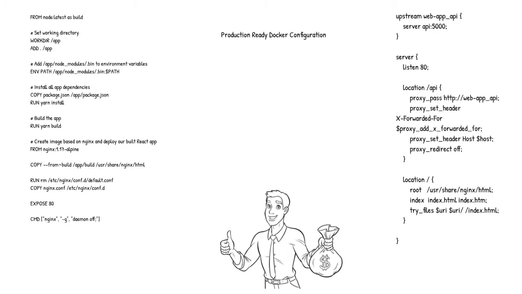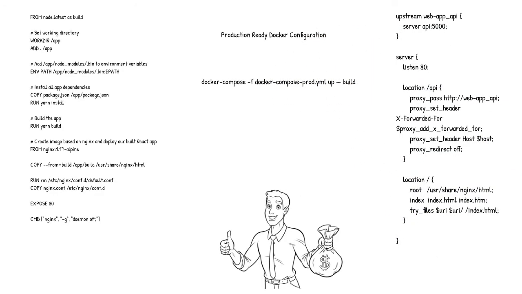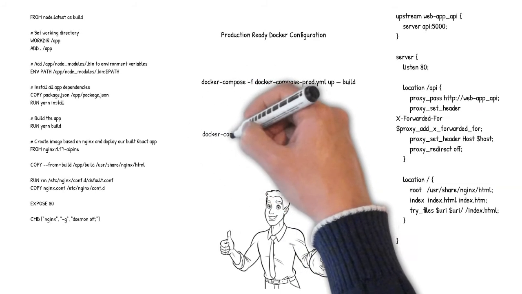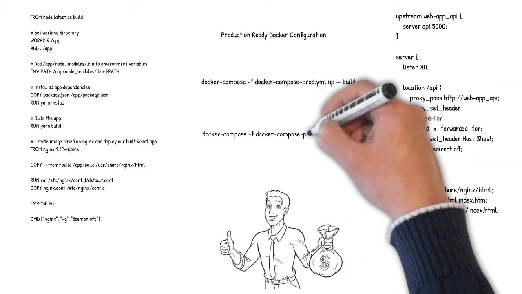To build and deploy in production, as given in deploy-production.sh, run this command: docker-compose -f docker-compose-prod.yml up --build. To shut down, as given in shutdown-production.sh, run this command: docker-compose -f docker-compose-prod.yml down.